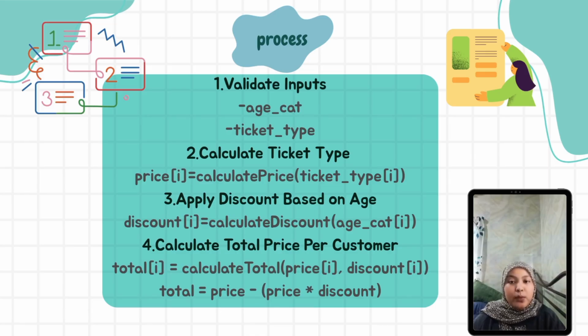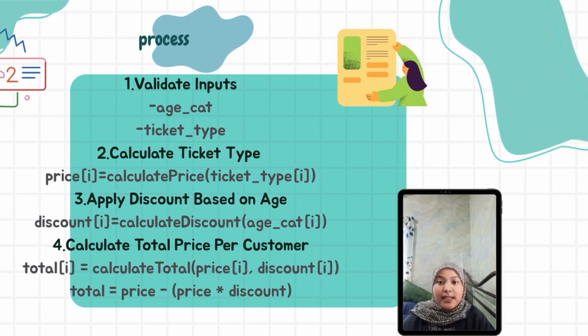For students, we have a 10% discount. For senior citizens, we have a 5% discount. And for children and OKU, we have a 15% discount. Fourth is calculate total price per customer.